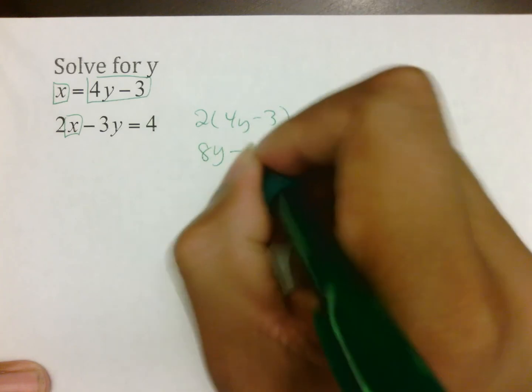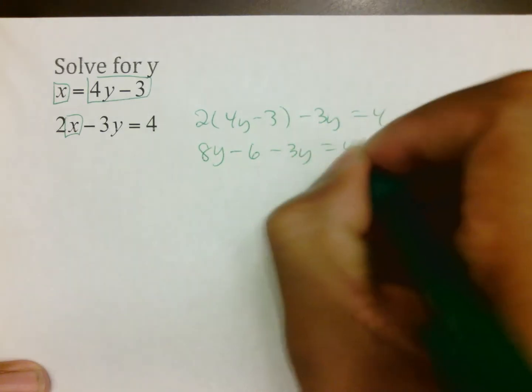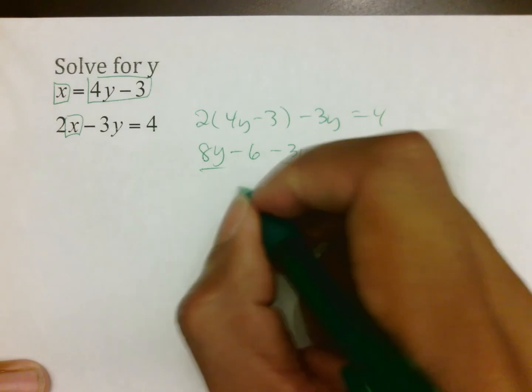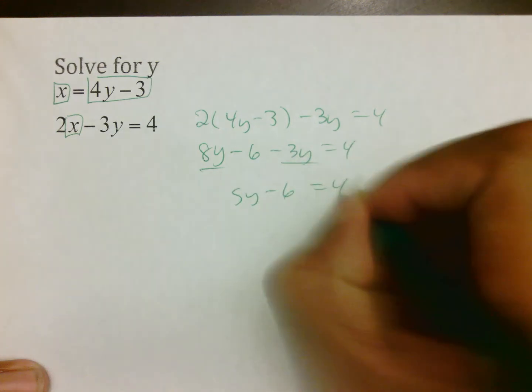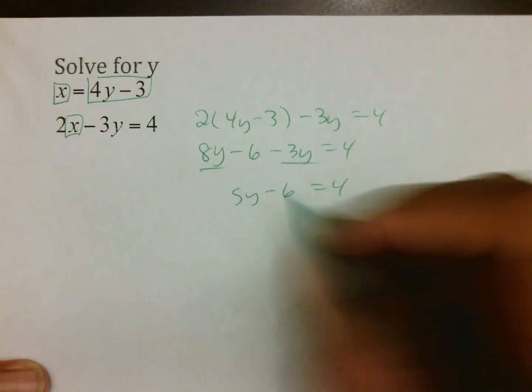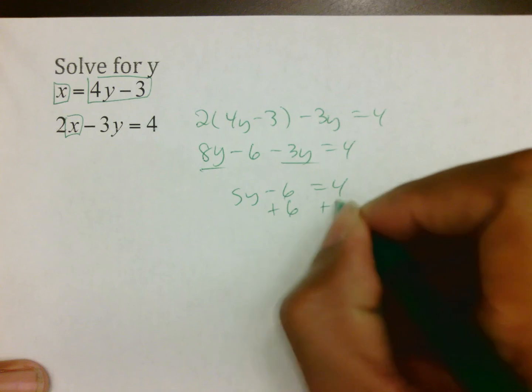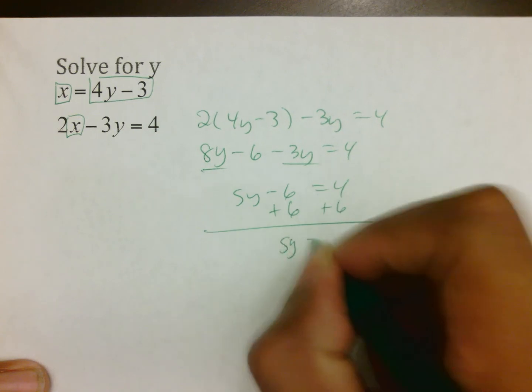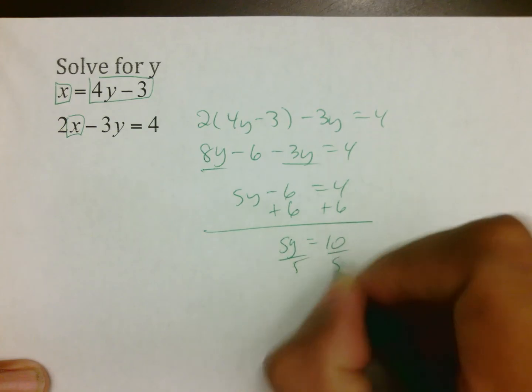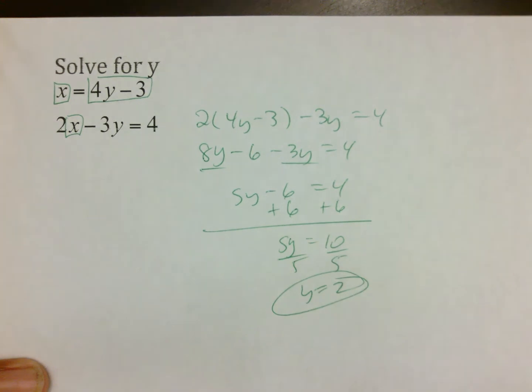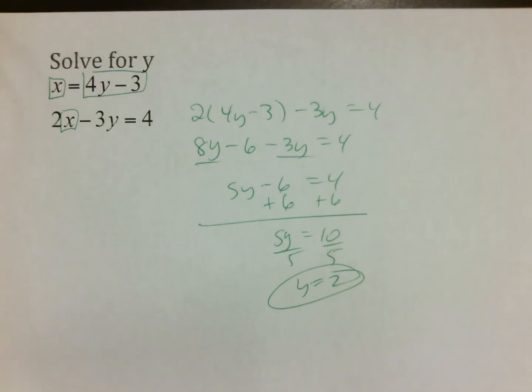Distribute: 8y minus 6 minus 3y equals 4. Like terms: 5y minus 6 equals 4. Once we get there, this section is talking about solving it, so you simply add 6 to both sides and divide by 5 to get the answer of y equals 2. That is the video for the day.